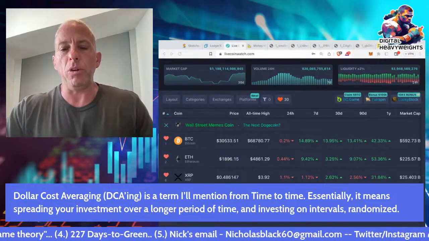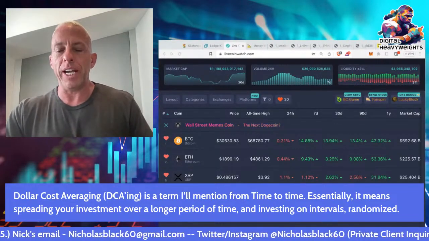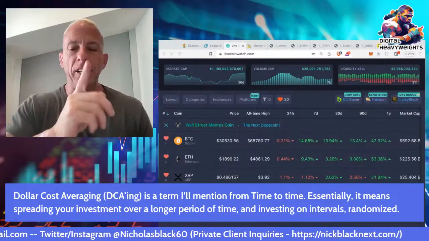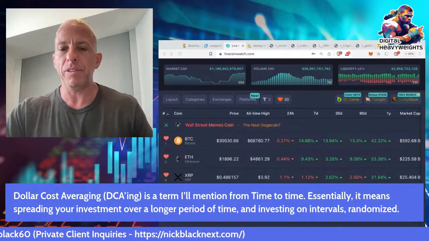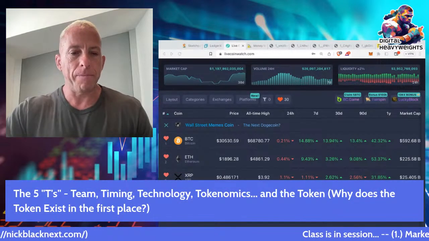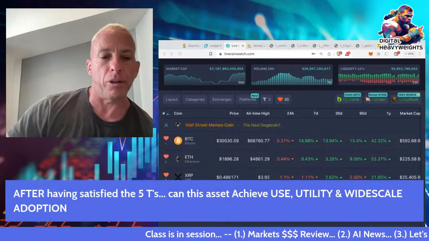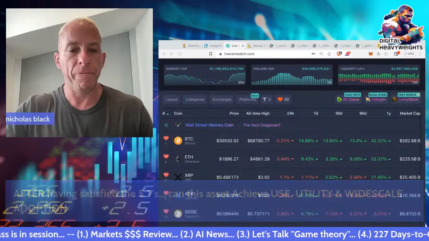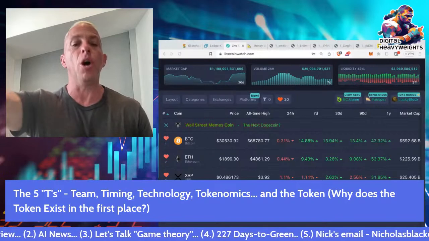So when you're looking at markets and you're looking at assets, I don't really care what the day-to-day price of the assets is, as long as there is meat left on the bone. That's key. So when I go through my 5 T's to determine if I want an asset, because I think it could have the chance to reach use, utility, and wide-scale adoption, I'm looking at the team, the timing, the technology, the tokenomics.